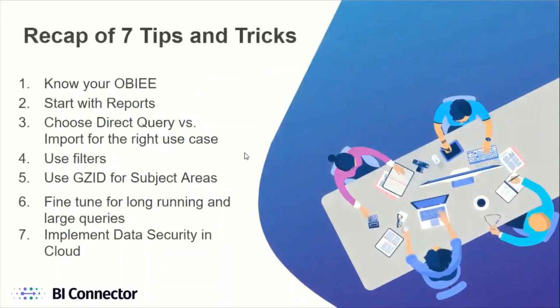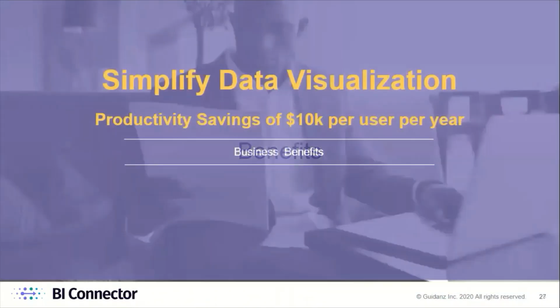Now let's have a quick recap of the 7 tips and tricks. First, know your OBIEE and get the basics right. Start with reports instead of subject areas. Choose direct query versus import for the right use case. Then use filters, use GCID for subject areas, fine tune for long running and large queries, and implement data security in cloud. Now let's see the benefits.